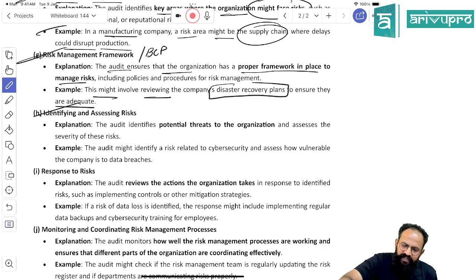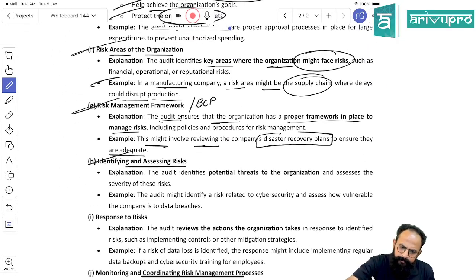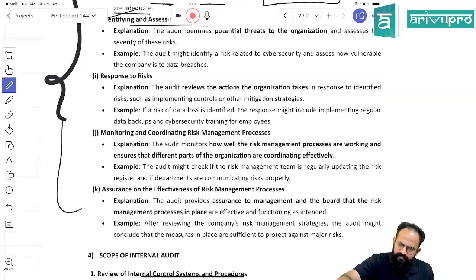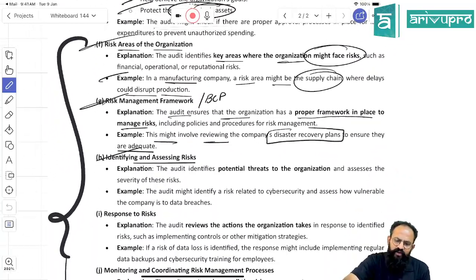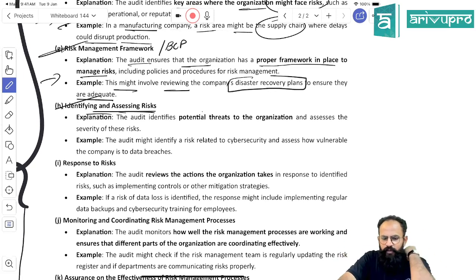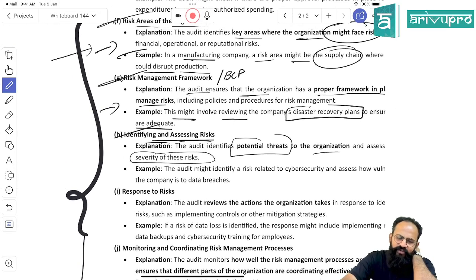Next one, identifying and assessing risks. Remember, people, everything from here to here is with regards to risk only. One is identifying the risks of the organization and having a framework. So, identifying and assessing the risk: the audit identifies the potential threats to the organization and assesses the severity of the risks. Here also you are identifying, correct?